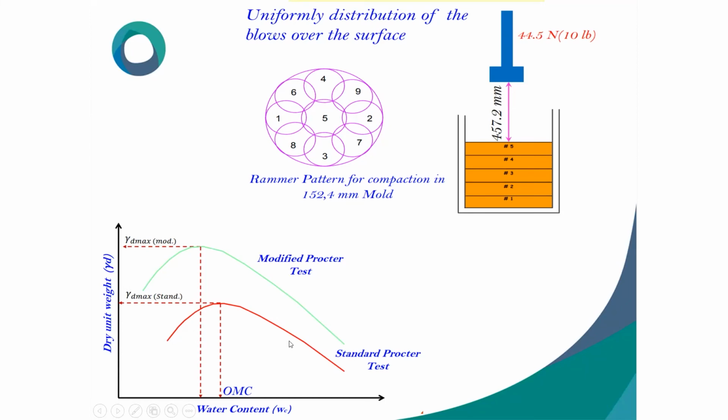See, this is the normal standard compaction, the small one. Once you do the modified one, with a larger diameter mold and a high energy hammer, the energy has been increased drastically. Optimum moisture content reduces. Here also the density value increases.